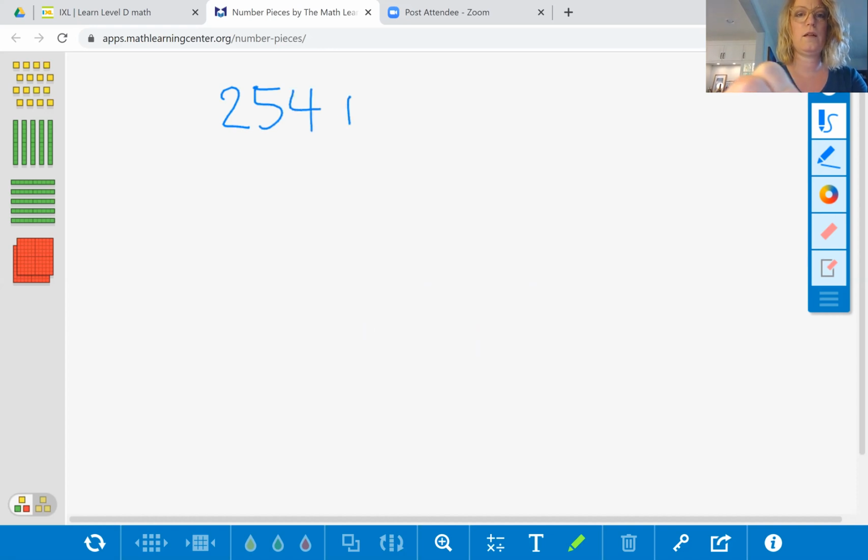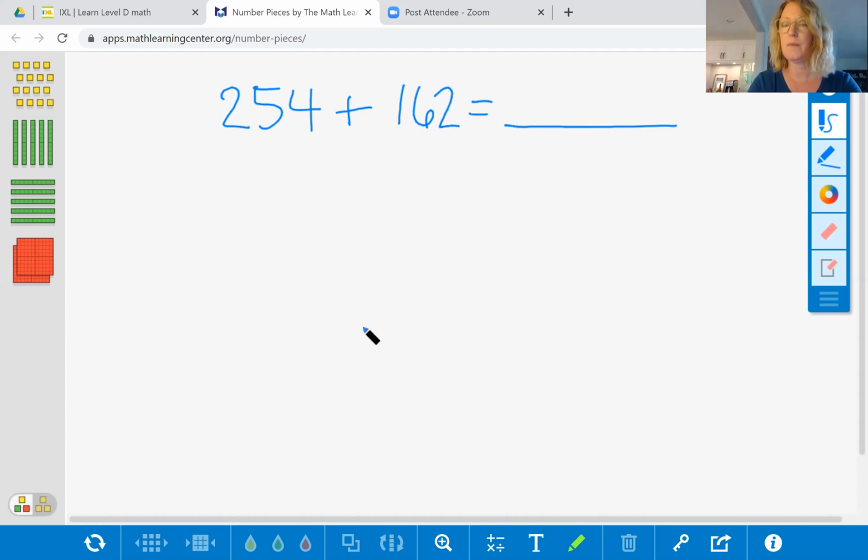254 plus 162. Same problem that we were working on. But this time, instead of building the blocks, I'm going to decompose my numbers into their place value. So how many hundreds are in 200? That's right, it's 200.